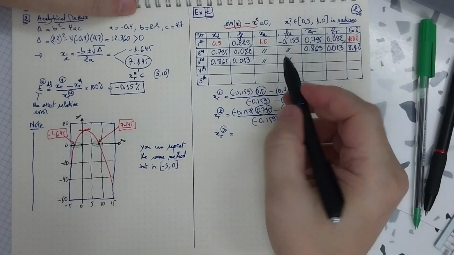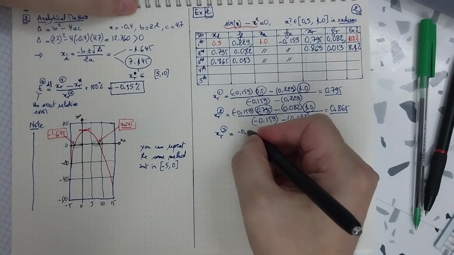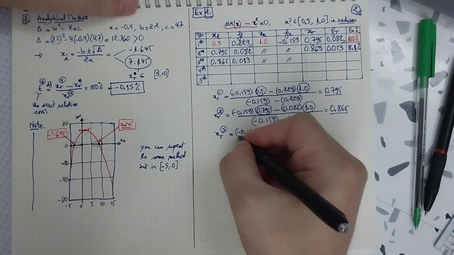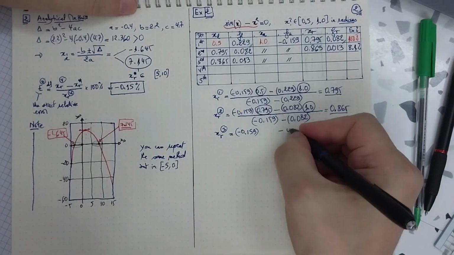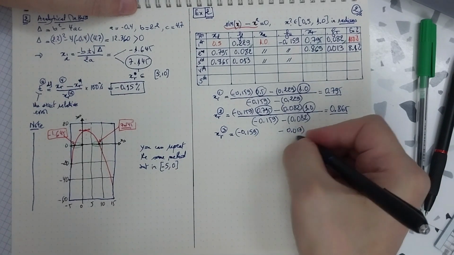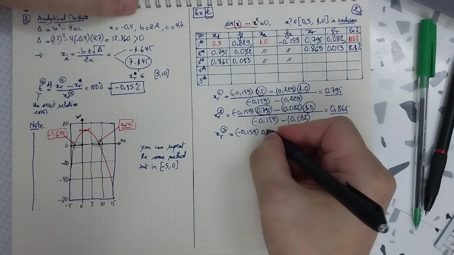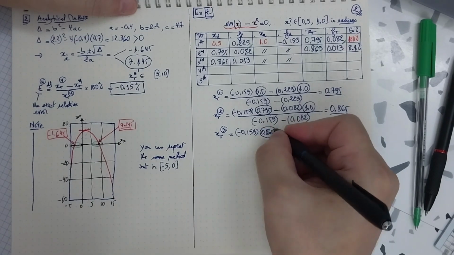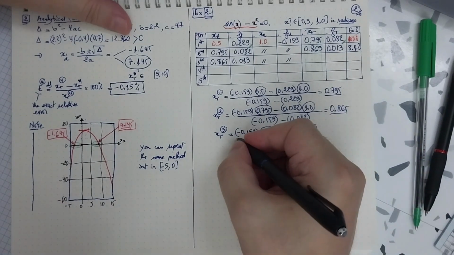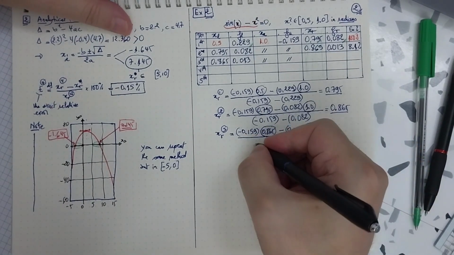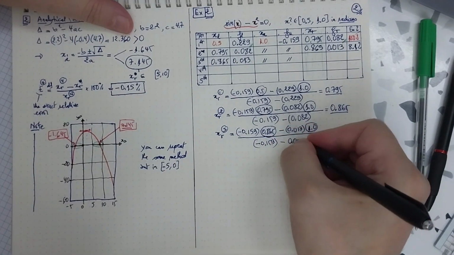So 0.865, 0.030. Then I apply xr3 equals FU, FL minus 0.159 and 0.013. Then xl, xu, 0.865 and 1. And in the denominator, the same FU, FL. So minus 0.159 minus 0.030.